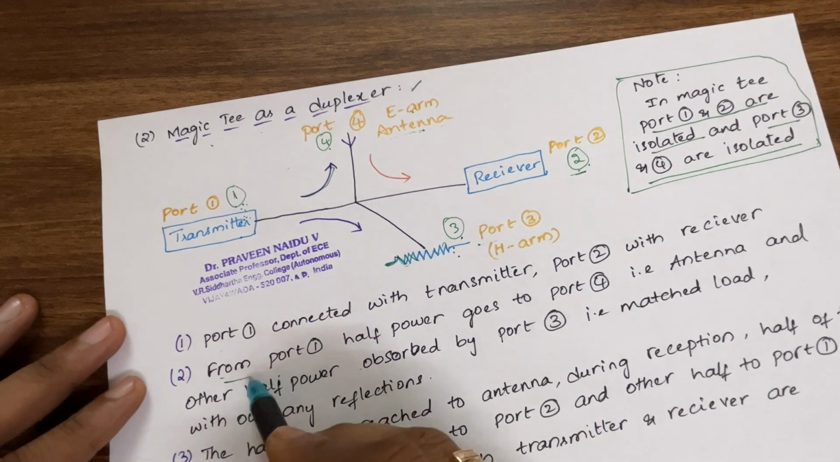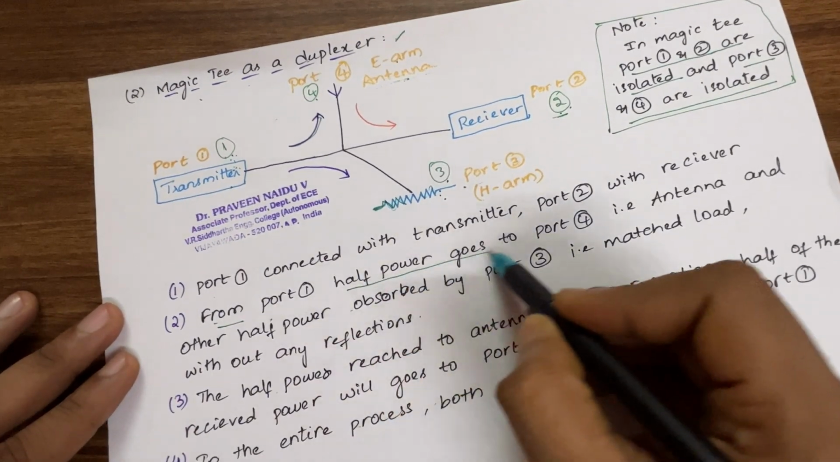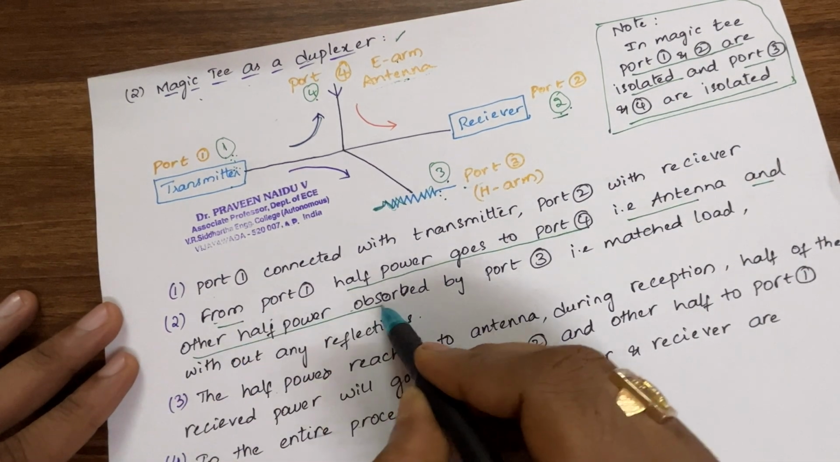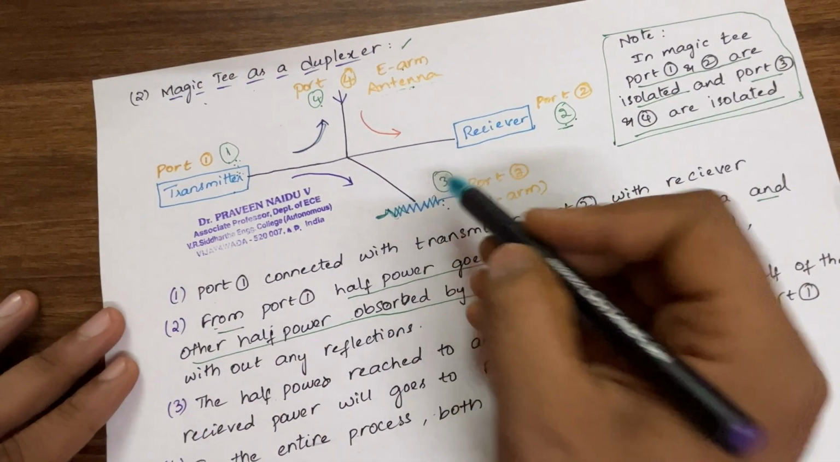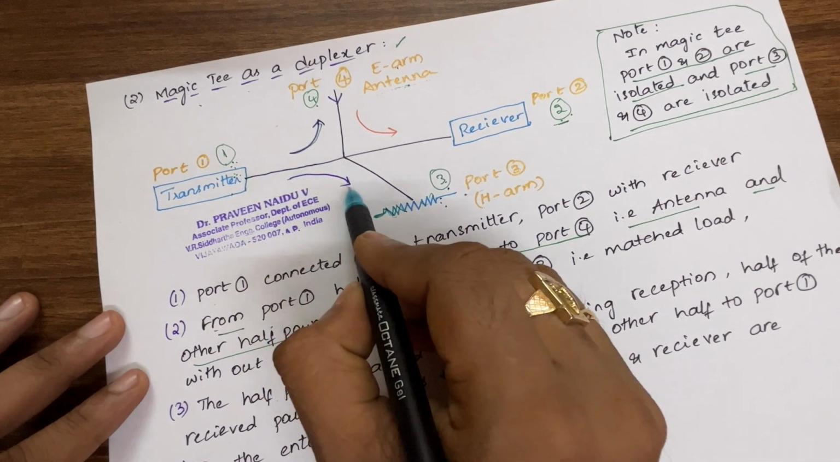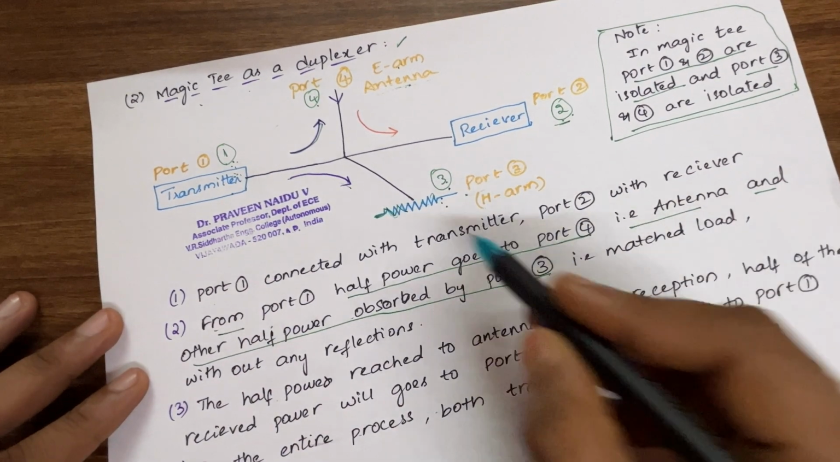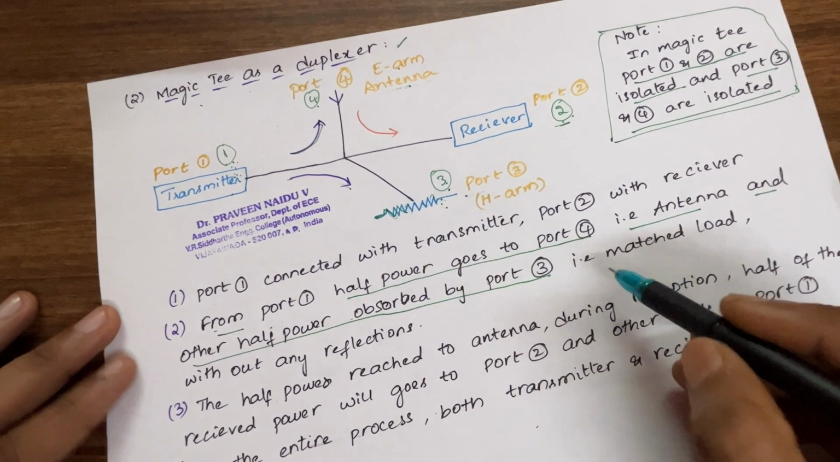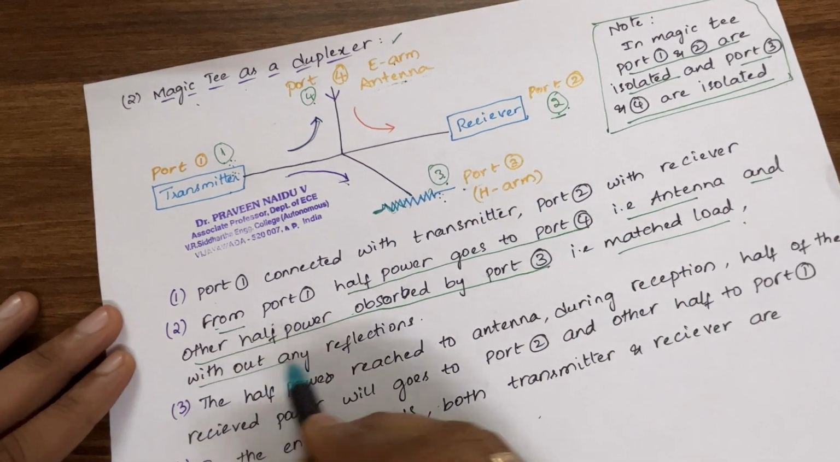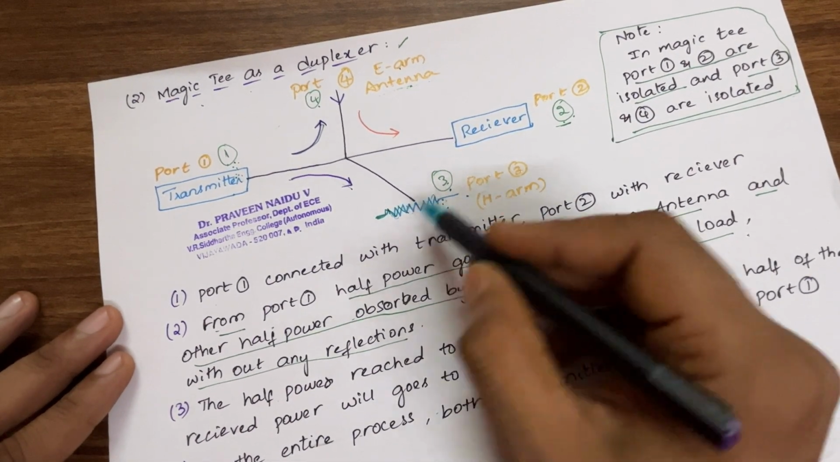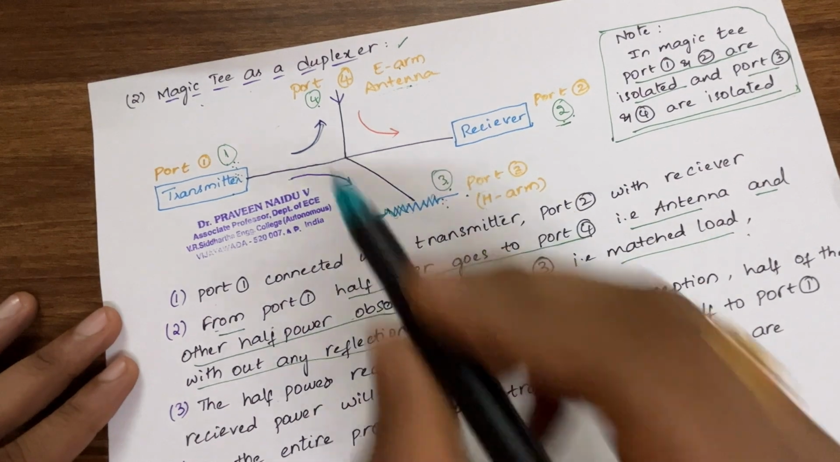That is, from port 1, half power goes to port 4, that is the antenna, and the other half is absorbed by port 3. Absorbed by port 3 means what? The half power which is coming towards this port 3 is going to be absorbed by port 3, because we have connected a matched load, that is a matched load without any reflections. The main task is that it absorbs the power without any reflections. Okay, that is the thing.